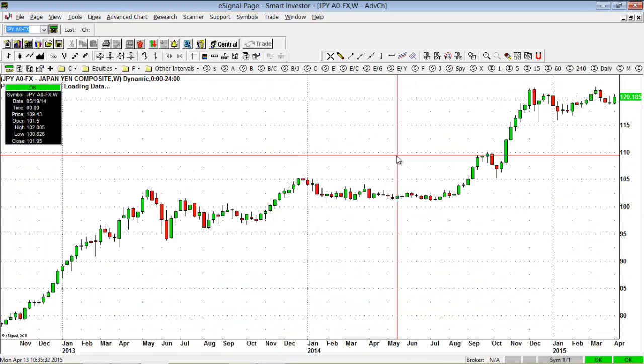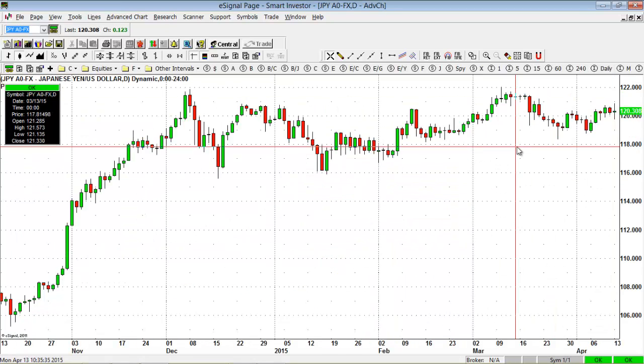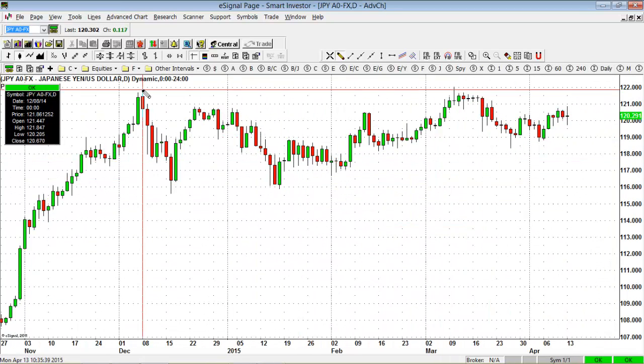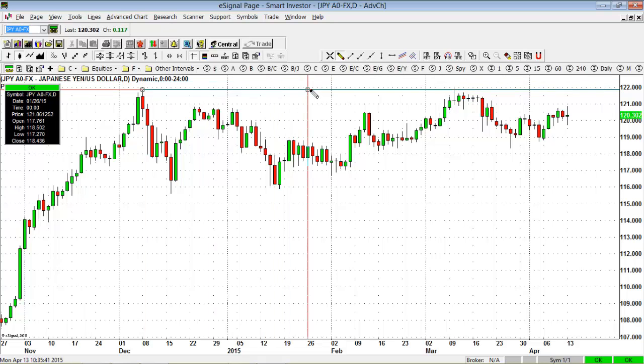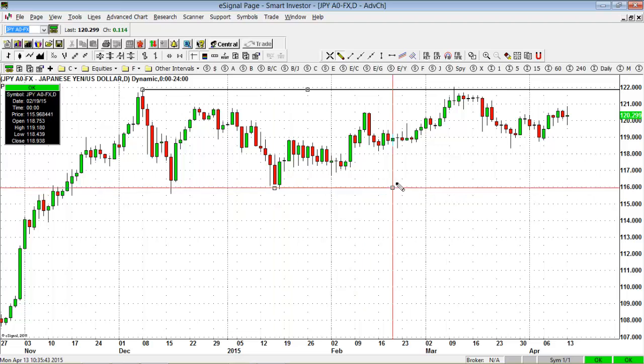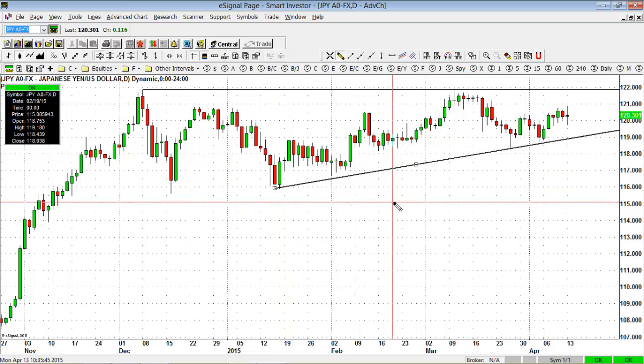Okay, moving on to the USD Japanese yen, and this is one of the pairs that are in a consolidation that I spoke of. And just to reiterate, when you are in a consolidation, it means that the markets could be moving or could be setting up for a breakout.